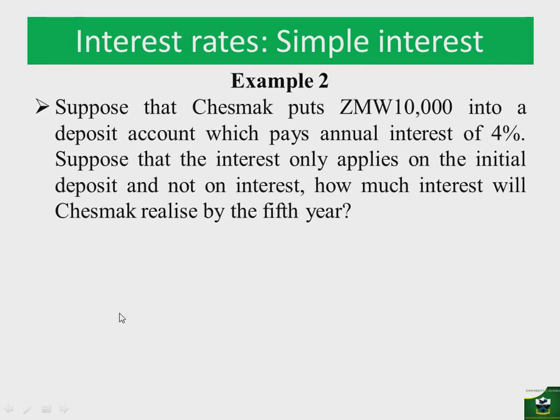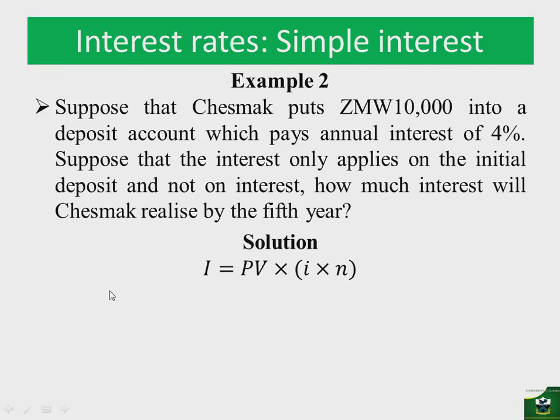Suppose that Chessmark puts 10,000 kwacha into a deposit account which pays annual interest of 4%. Suppose further that the interest only applies on the initial deposit and not on interest. How much interest will Chessmark realize by the 5th year? So now, take note, this question is asking us to get the investment by the 5th year, meaning we want to get the interest from period 1, period 2, period 3, period 4, all the way up to period 5. And then we add these together, and this will give us the interest. So meaning we are using the periodic interest formula.